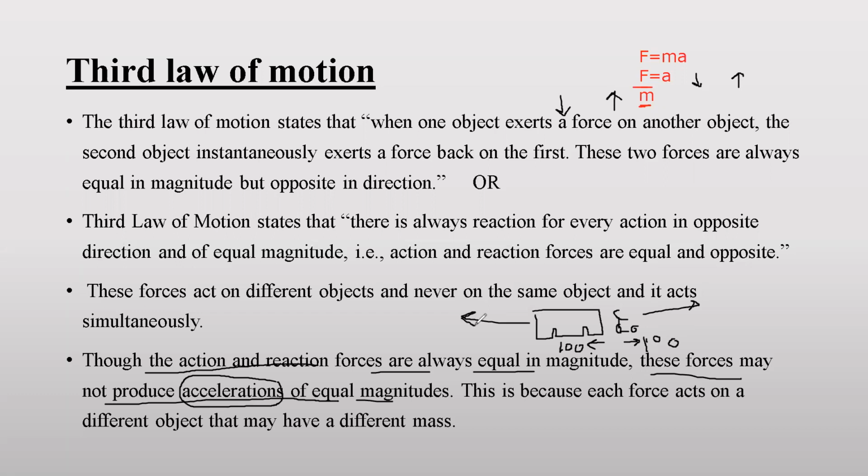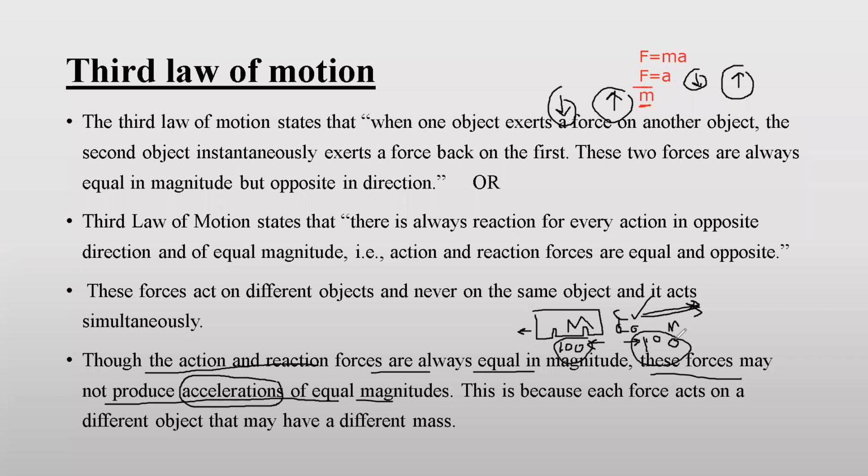Here what will happen? The cycle may travel a greater distance, and the bus may not travel even a little, or if it does, it will travel a very small distance. So what is the difference? For the bus the mass is more and hence the acceleration is very less, but the mass of the cycle is very less and hence its acceleration is more, even though the same force of 100 Newton is acting on them.